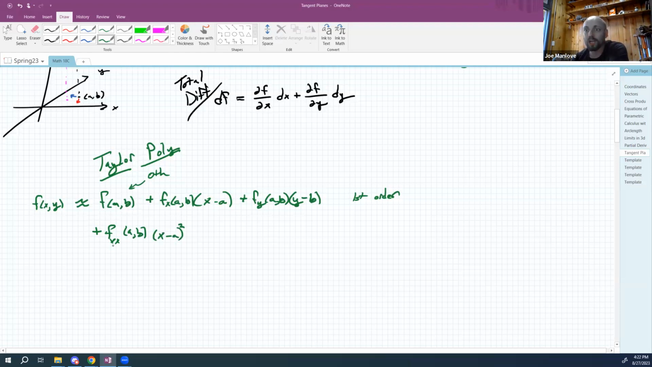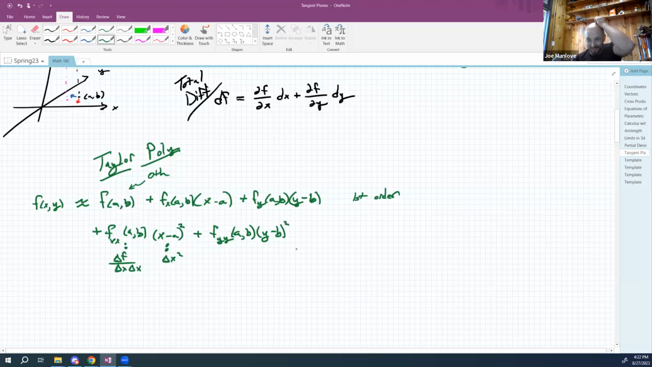This guy's kind of like change in f per change in x, and this guy's change in x squared. So you can see I kind of cancel that and get change in f. It's the stuff that's due to the way x changes and x changes. Really, that's kind of concavity in the x direction. Then we'd add an fyy at a and b, and multiply this one by y minus b squared.